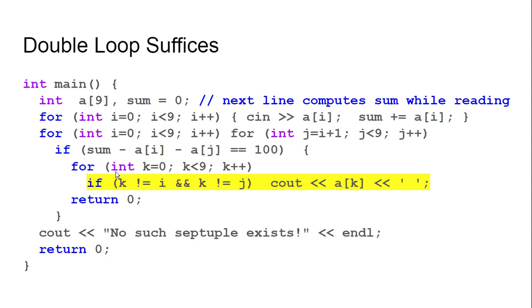We do that by looping over all the indices, but we print out the number only if the index is neither i nor j. So we print it out. And yeah, I think that's it.